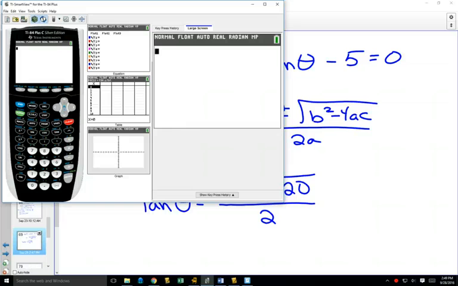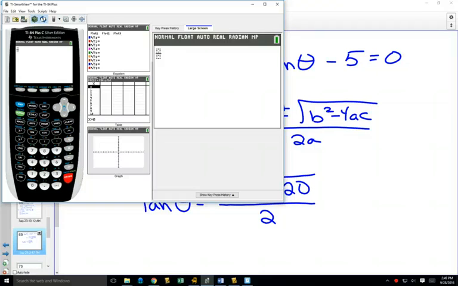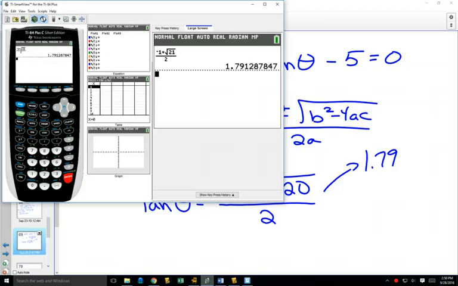And we're going to need to put this into our calculator. When putting this into our calculator, I would use the fraction button because we have more than one thing that we're entering. We've got a -1 plus the square root of 21 over 2. That will be one answer, 1.79. And we would do the minus for the second answer.